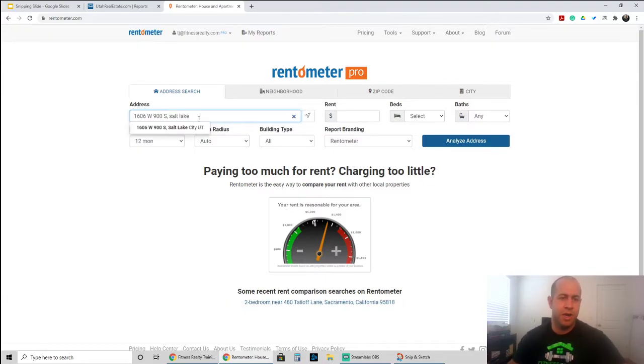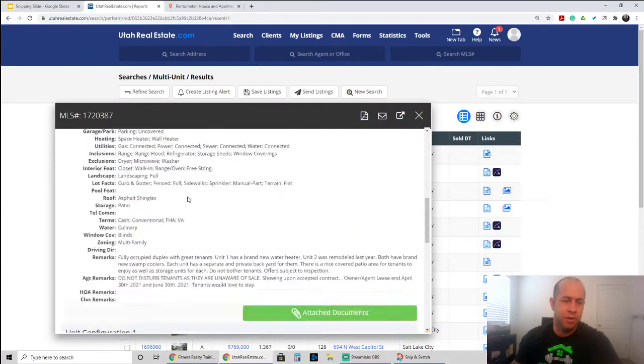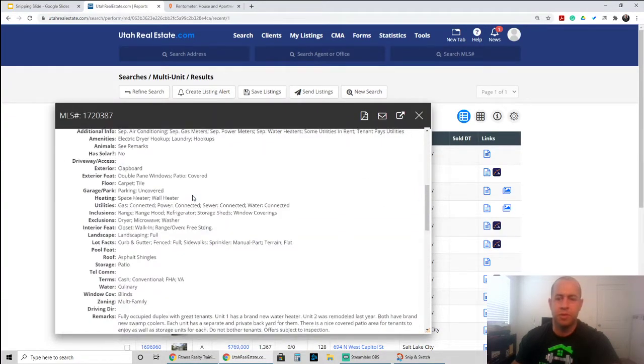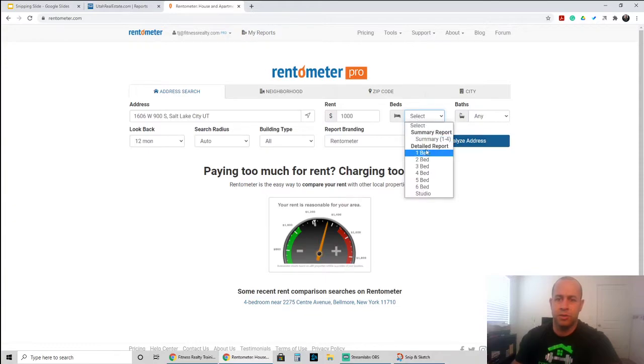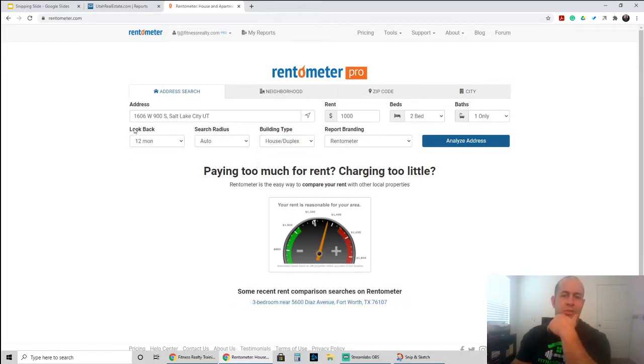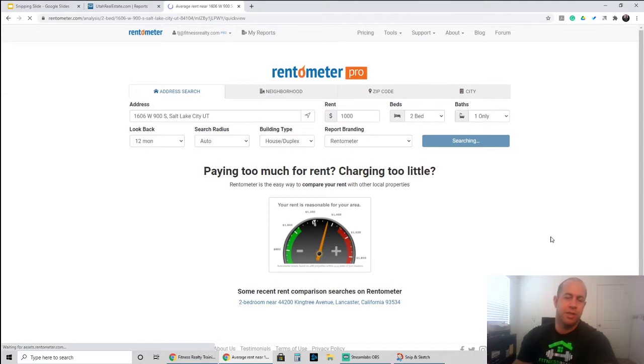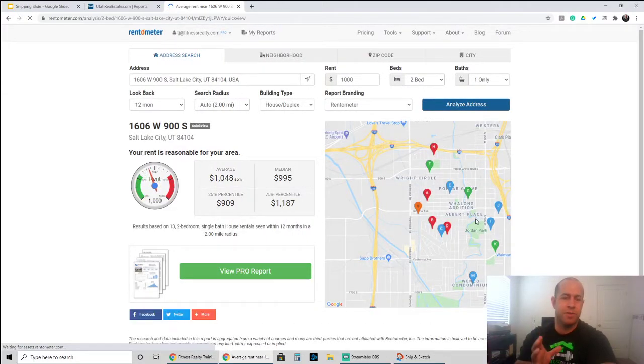It is run by Google backend support on address selection. I usually don't put in a rent, but let's just put 1,000. Unit 1 is a 2-bedroom, and they're both 2 bedrooms, so let's do 2-bedroom, 1 bath. This is a house, so let's do a house duplex. You can see there's some criteria you can set, and then we just analyze the address. If you don't have the pro account, it has limited features, but you can still get most of the information that you're looking for.